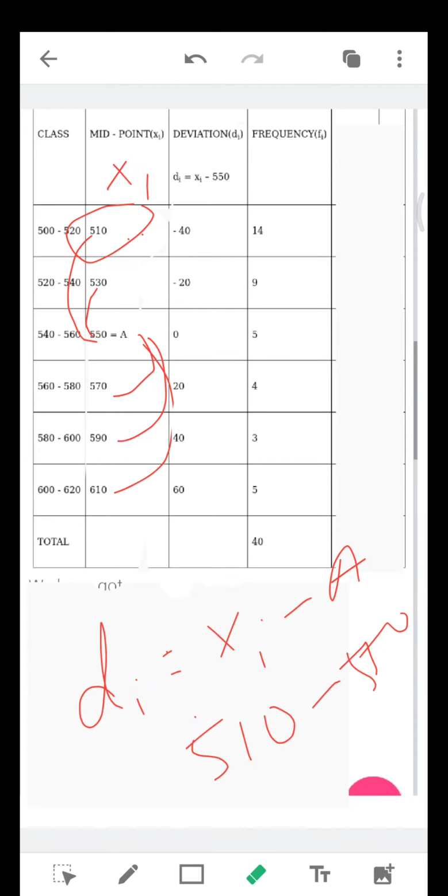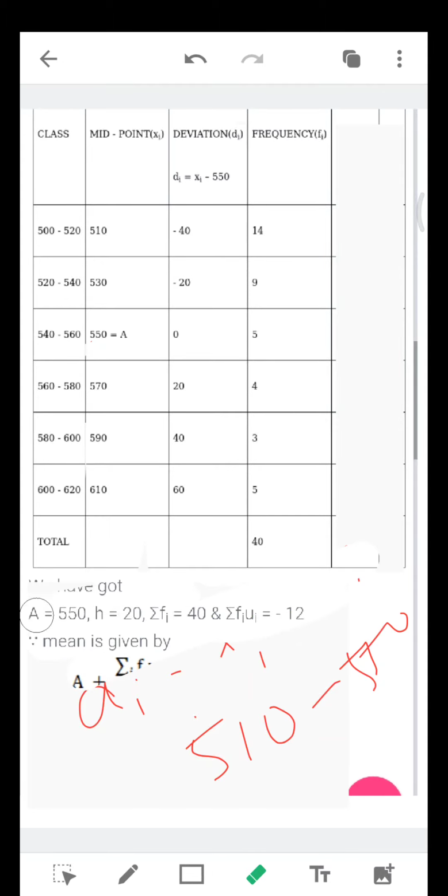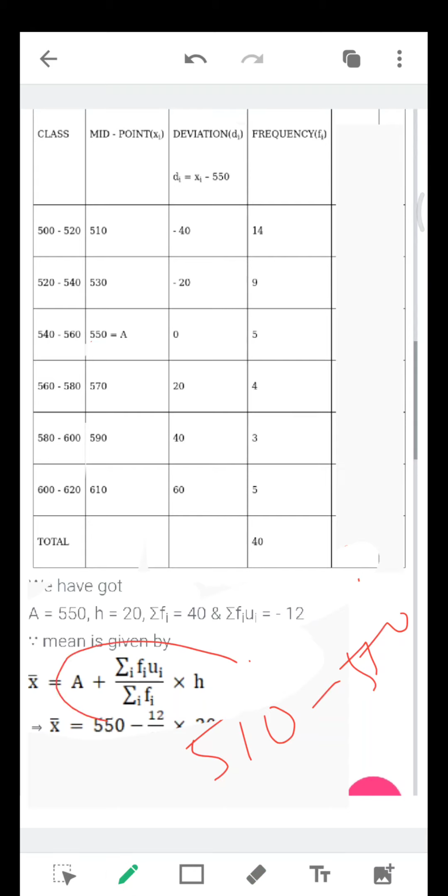I already said you that we make total 6 columns in this. So let's see what are the other two columns. Okay, so before we go for that, let's see the formula. This is the formula. The formula for assumed mean method is a plus sigma fi ui by sigma fi into h.